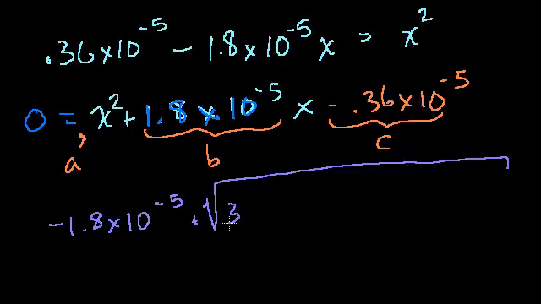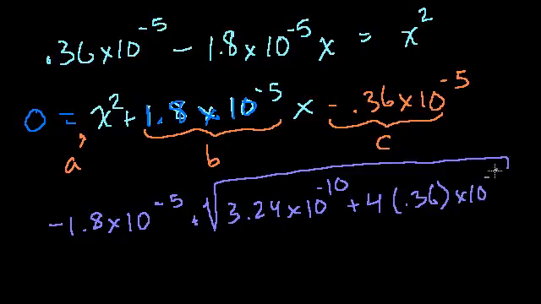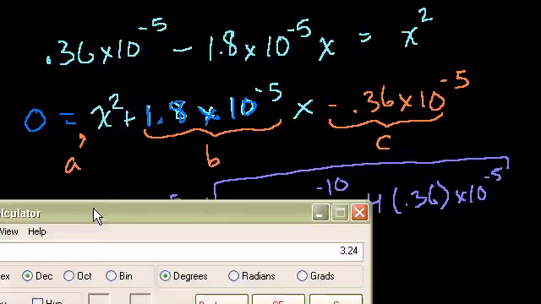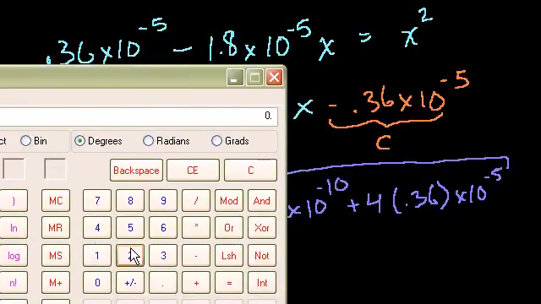So it's 3.24 times, if you square 10 to the minus 5, that's 10 to the minus 10, minus 4 times a, which is 1, times c, which is minus. So it's 4 times, the minuses cancel out, times 0.36 times 10 to the minus 5, which is, let's see, 4 times 0.36 is equal to 1.44. I should have been able to do that in my head.